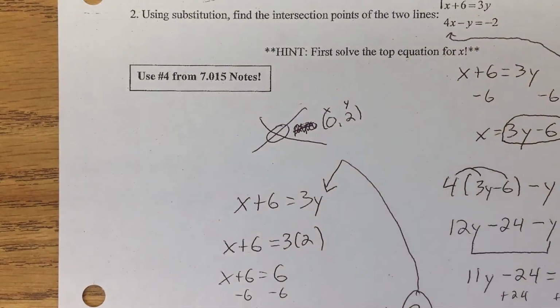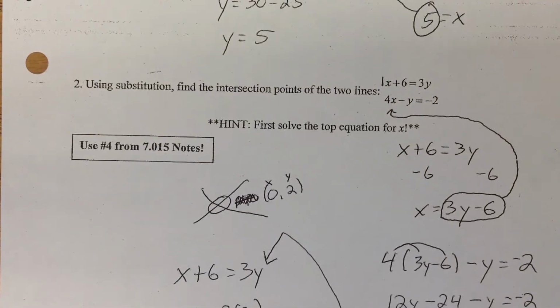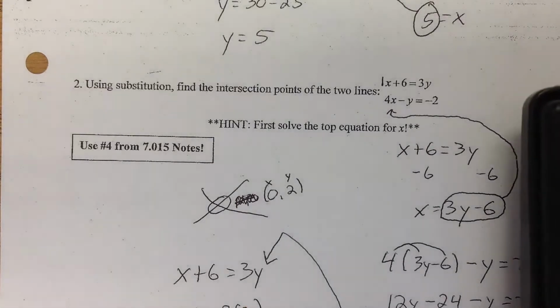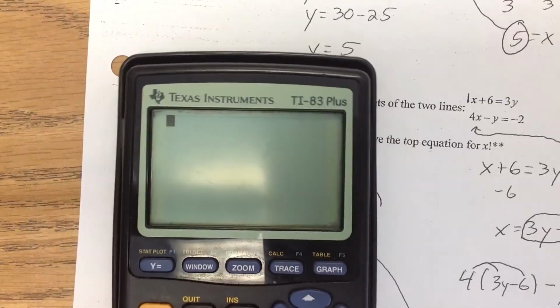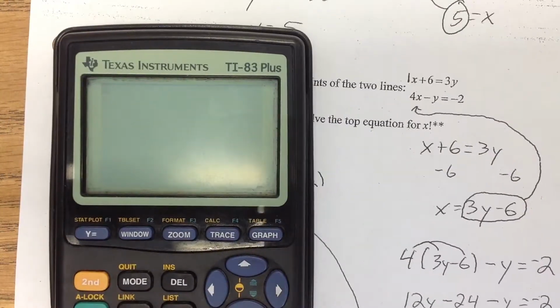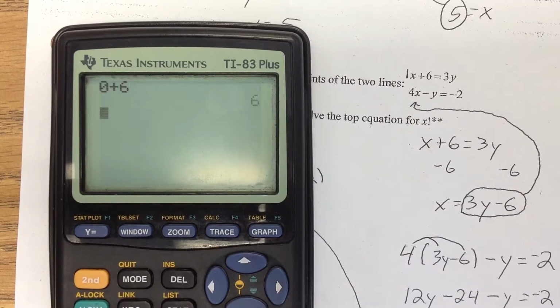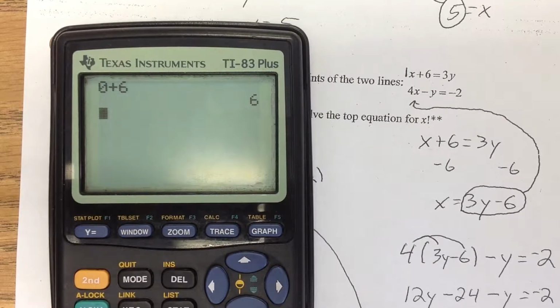All right, now it's a little harder to check one like this because I can't put it into y equals as easily. But what I can do is just plug the numbers in and make sure they both work. So the first one is x plus 6 equals 3y. So instead of x plus 6, I'm going to do 0 plus 6 and get 6. Instead of 3y, I'm going to do 3 times 2. Yep, both of them are 6, so that's good.